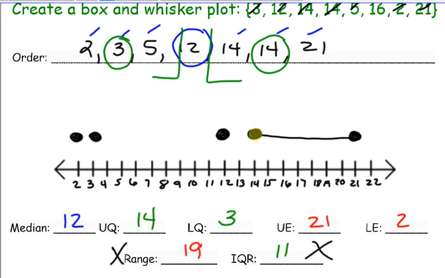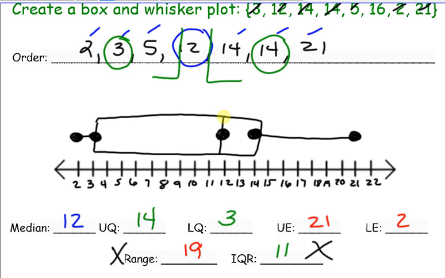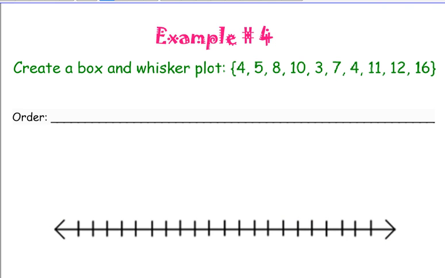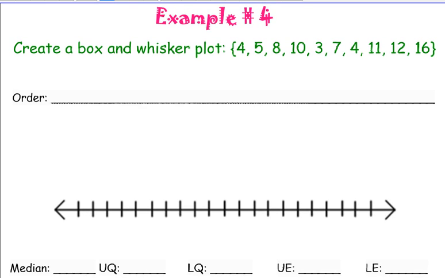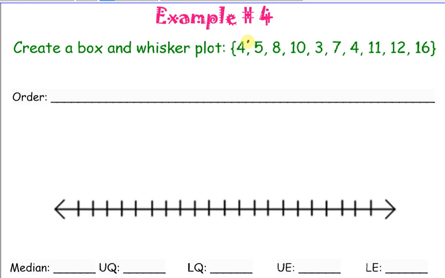So let's make my whiskers first. And you're going to notice that this box and whisker plot is not going to be as symmetrical as some other ones that you saw. And that is what it should look like. It is not always going to be a perfectly symmetrical box with whiskers that are the exact same size. That's the point of the box and whisker plot, to show you the distribution of the data. Okay? Let's look at the last example, and I want you to go ahead and try this example, and we will match up our answers at the end.